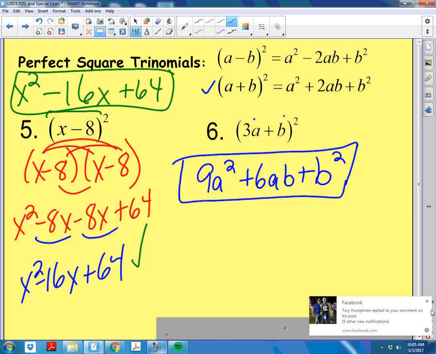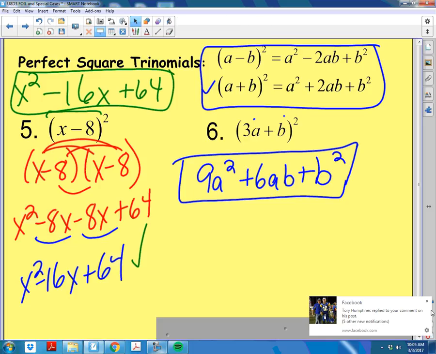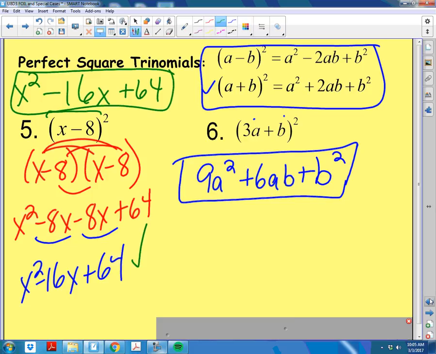Okay. By the way, the one thing that does make this easier to use, this is at the top of your formula sheet. These perfect square trinomial formulas are at the top of the algebra formula sheet. Okay? What I'm really looking for is that you begin to recognize when you have a special case. Do I expect you to use them every time? I do not.